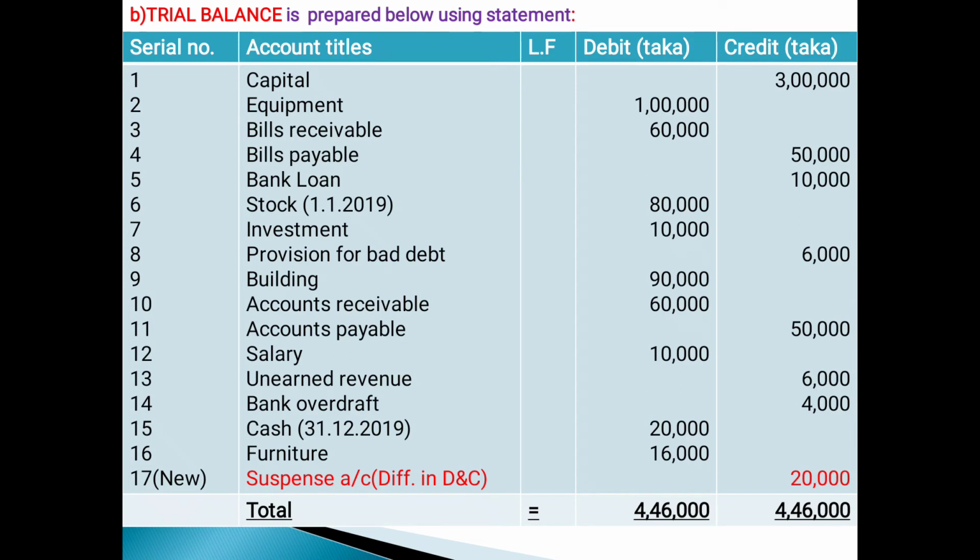Investment for taka 10,000 is debited in the trial balance. Provision for bad debt, the contra expense, is an amount of 6,000 credited. Provision reserve allowance is credited in the trial balance for taka 6,000.